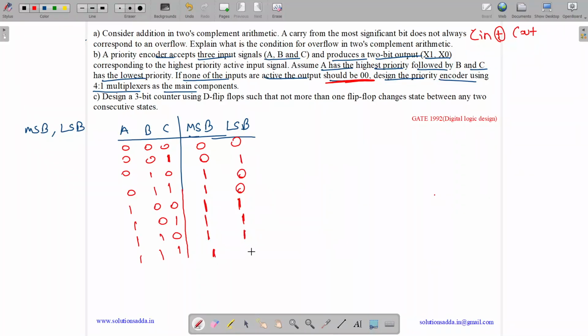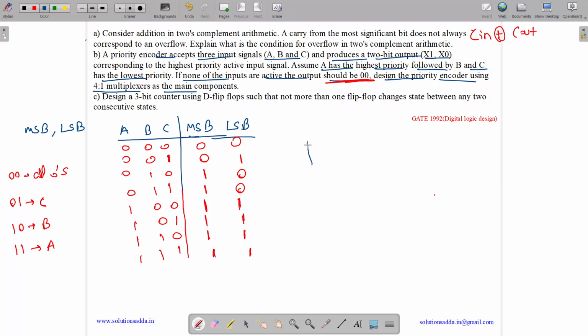So what does 00 indicate? 00 indicates all are zeros. What does 01 indicate? 01 indicates C has the highest priority as of now. 10 indicates B has the highest priority as of now, and 11 indicates A has the highest priority as of now. Now let us draw the K maps for this.